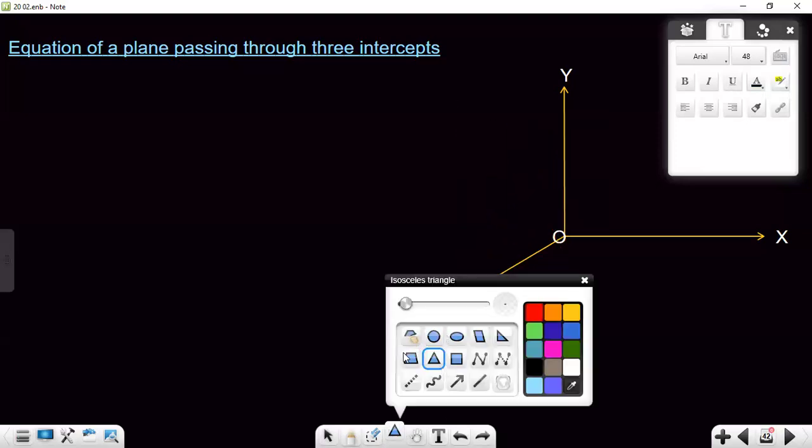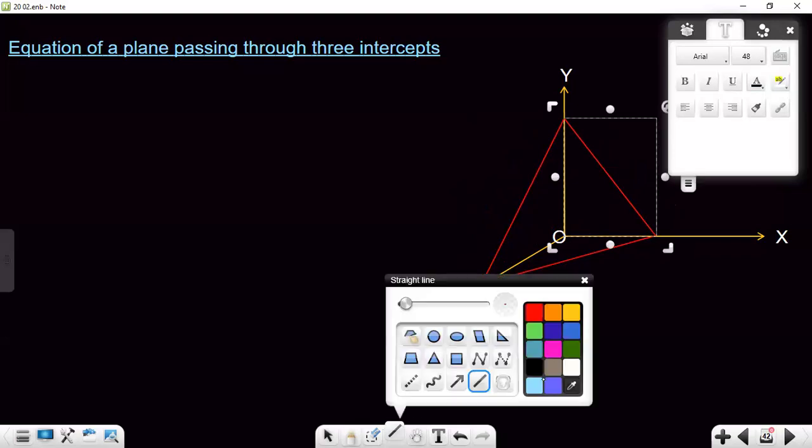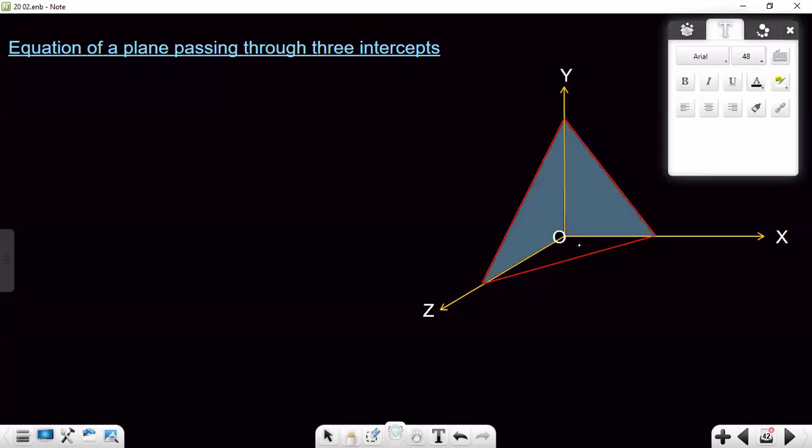Let me draw a triangle only, and understand that it is depicting a plane. This is depicting a plane. Okay. The triangle is depicting a plane.